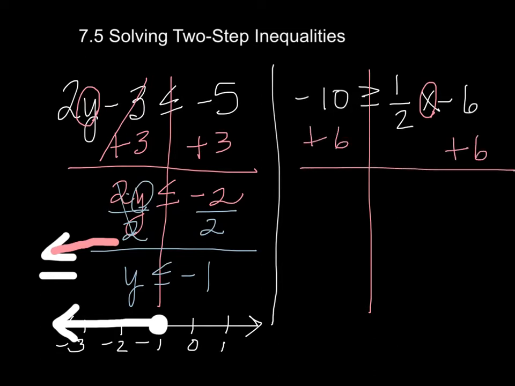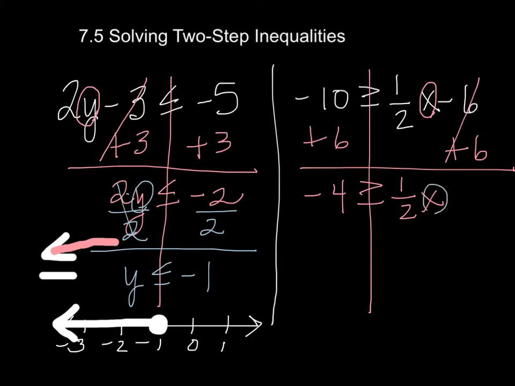Always double checking that what we're doing really does cancel out. So negative 6 and a positive 6 cancel out. We bring down on the right side a 1/2 x that remains. The inequality symbol stays the same, and negative 10 plus 6 more would be negative 4.